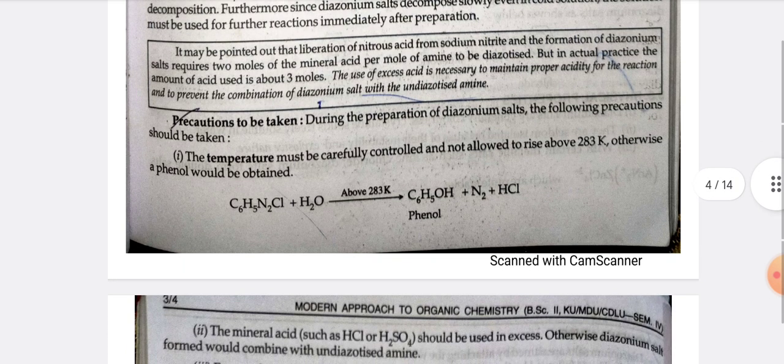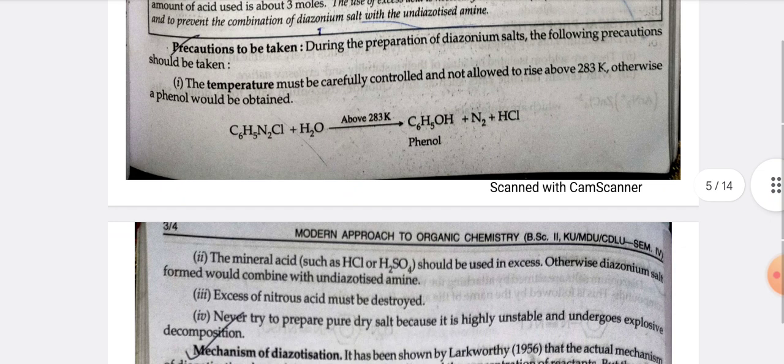Precautions taken during the preparation of diazonium salt. The following precautions should be taken. First, the temperature must be carefully controlled and not allowed to rise above 283 Kelvin. Otherwise, phenol would be obtained. C6H5N2Cl plus H2O above 283 Kelvin is treated and gives us phenol plus N2 plus HCl.